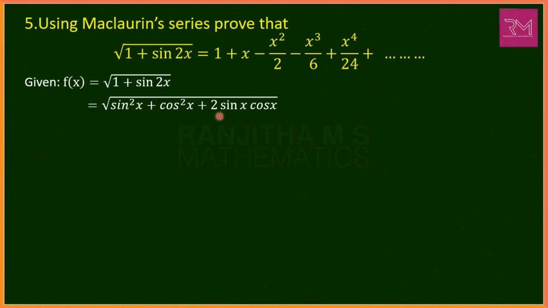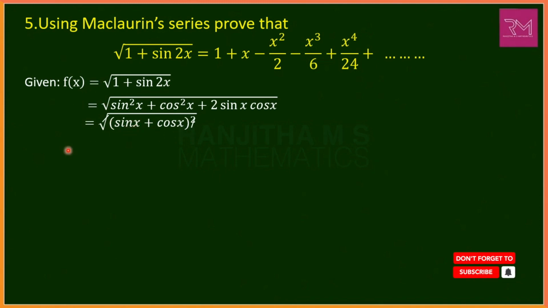Here sin square x plus cos square x plus 2 into sin x cos x, this is of the form a square plus b square plus 2ab. We know that this formula is a plus b whole square. Hence we can write sin x plus cos x whole square. Here square and root gets cancelled in the next step. Hence we get f of x value as sin x plus cos x.